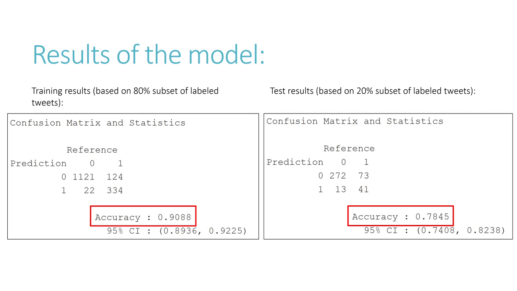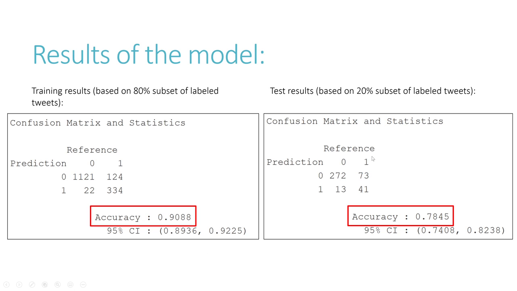So the results of the model. First, I ran the model on the training data set, which was an 80% slice of the labeled tweets. That had an accuracy of 90%. And then I ran the model on the test data set, which was a 20% slice of the labeled tweets. The accuracy was 78.4%. So not as good as the 90%, but certainly better than a coin flip.